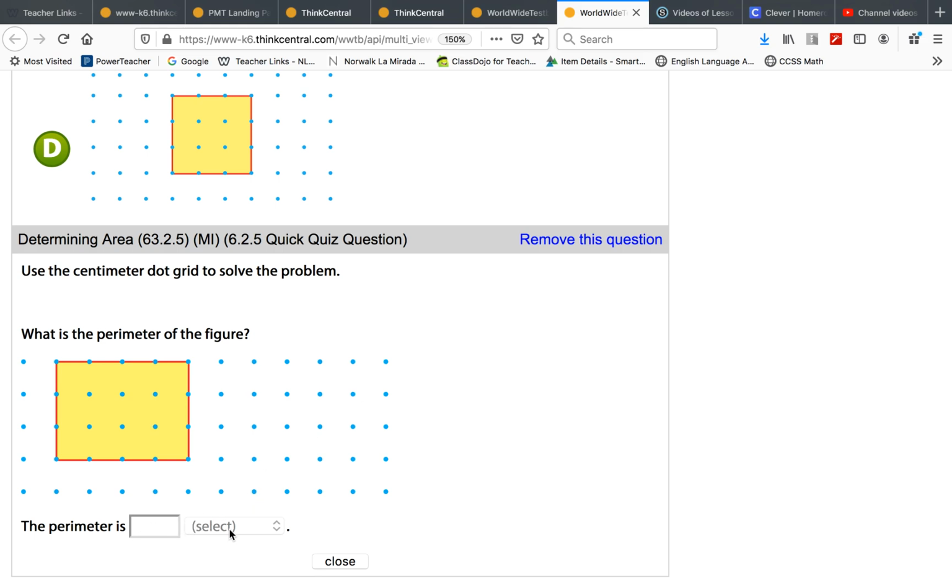The perimeter is, and then you have to select the label. What are you going to call the perimeter? Is it square units or just units?